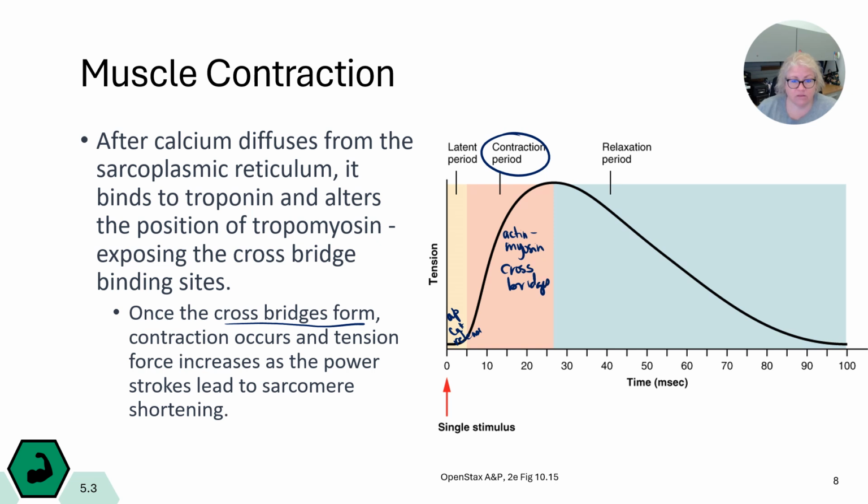Those are forming. That will shorten the sarcomere. And that's where we get muscle contraction, those cross bridges sliding across one another.